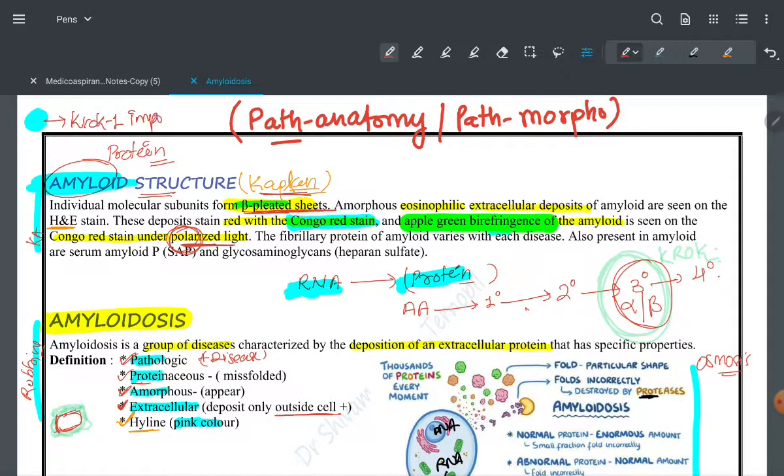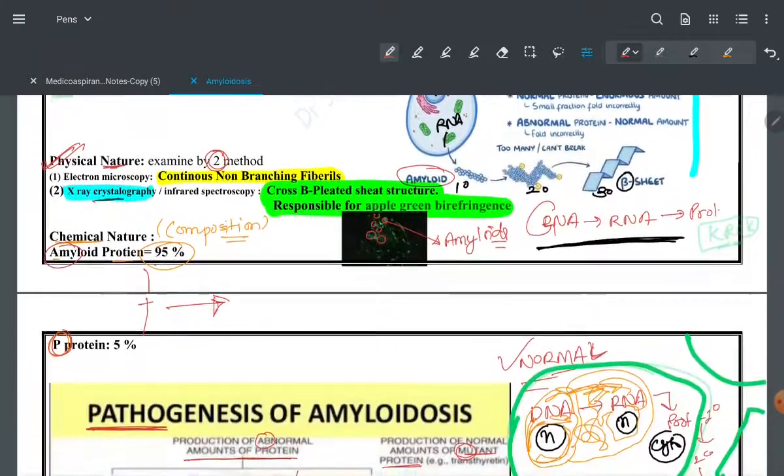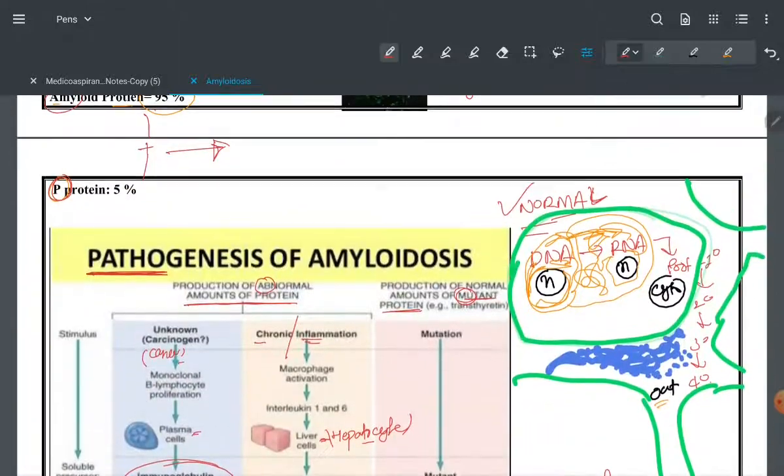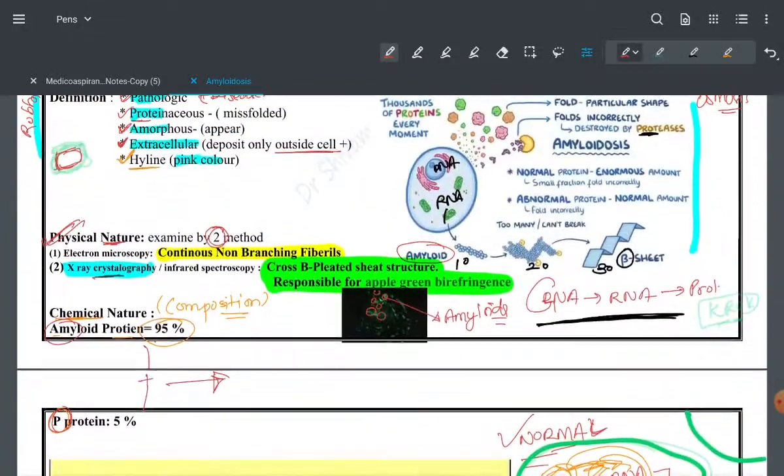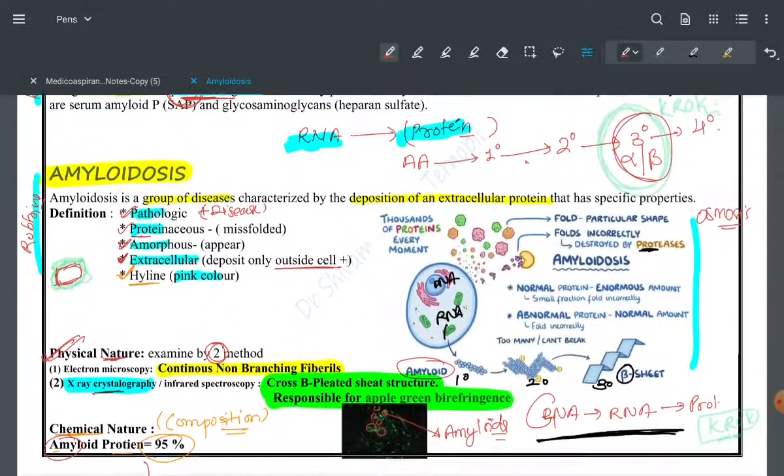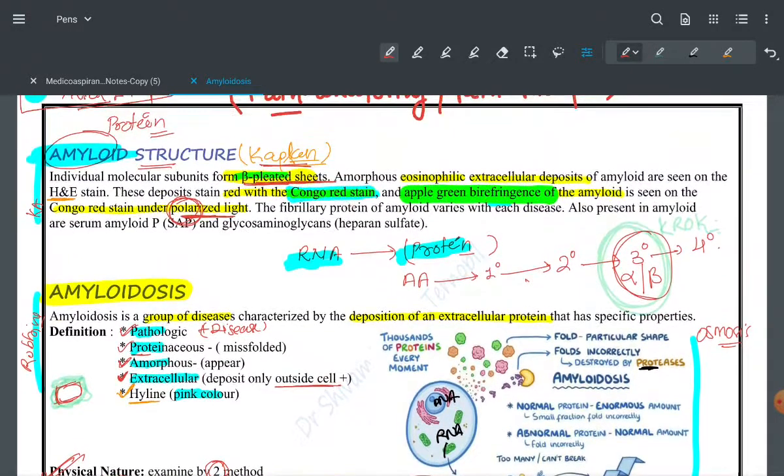Okay, so this was just the intro part, and let's meet in the next section, where I will discuss with you the classification of amyloidosis, and then later the clinical correlation of amyloidosis.